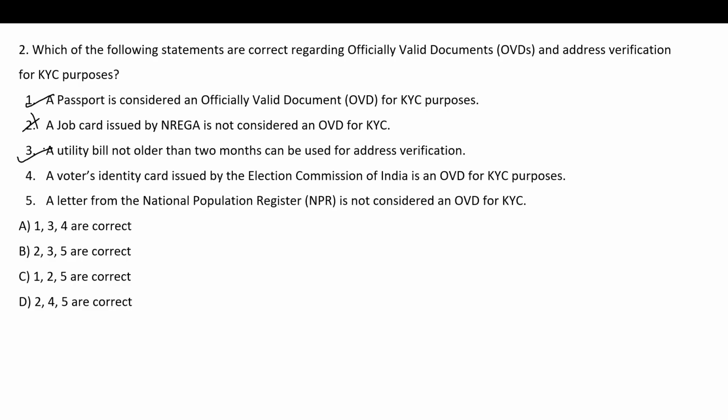Number 4, a voter identity card issued by Election Commission is an OVD for KYC purpose. Yes, correct. Number 5, a letter from National Population Register NPR is not considered an OVD. So this is not correct. So 1, 3 and 4 are correct. So the correct answer for this question will be option A.